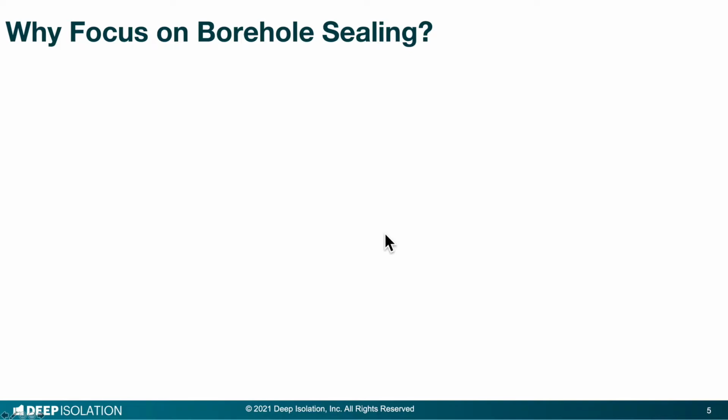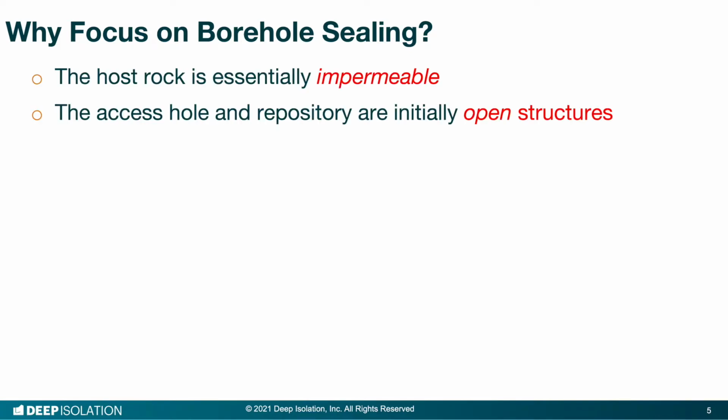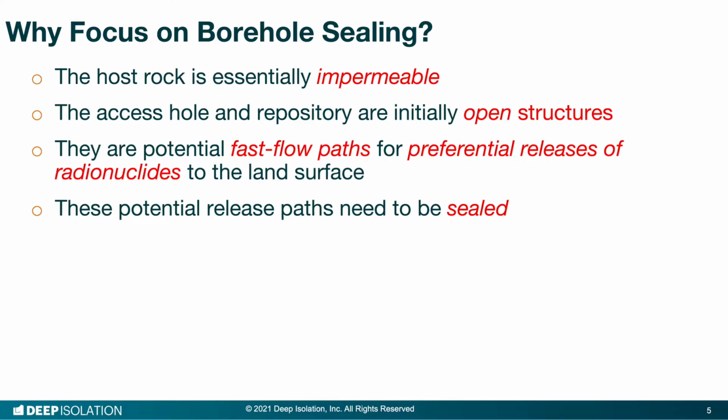Why did Deep Isolation decide to look into borehole sealing? First, any geological formation that can be considered suitable to host a nuclear waste repository is, almost by definition, essentially impermeable. This is in contrast to the access hole and the repository itself, which are initially open structures. If left open, the borehole may become a flow path for the fast release of radionuclides. It seems obvious that such potential leakage pathways need to be sealed.